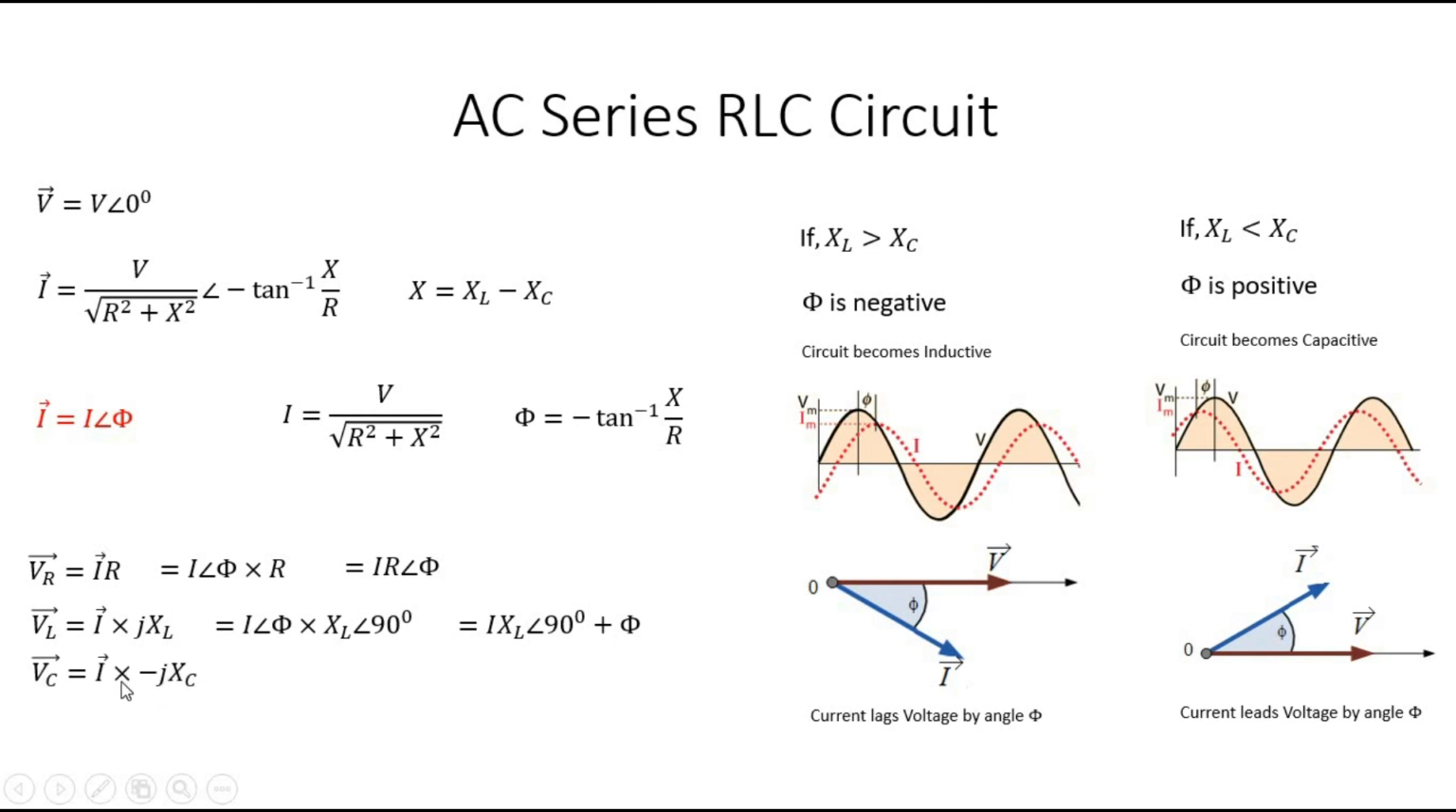And VC is I into minus JXC. So I angle phi, XC angle minus 90, so it becomes IXC angle minus 90 plus phi. So the angle between I and VC is minus 90. So VC will be lagging the current by 90 degrees. The phi cancels: minus 90 plus phi minus phi, so it becomes minus 90. So VC and I will be out of phase by minus 90, or VC will be lagging the current by 90 degrees. Anyhow, these are only the magnitudes: VR equal to IR, VL equal to IXL, VC equal to IXC.